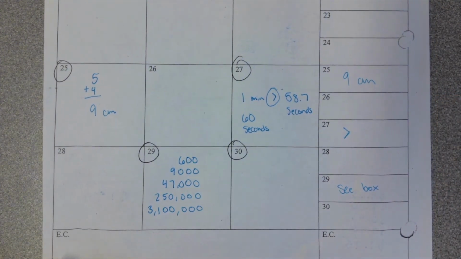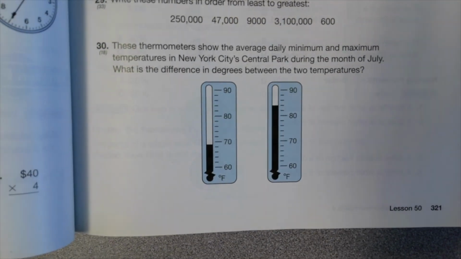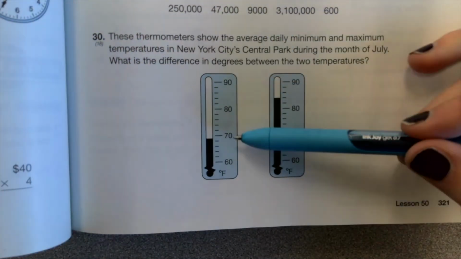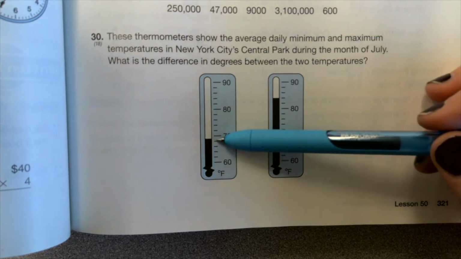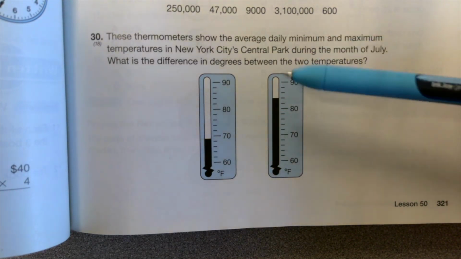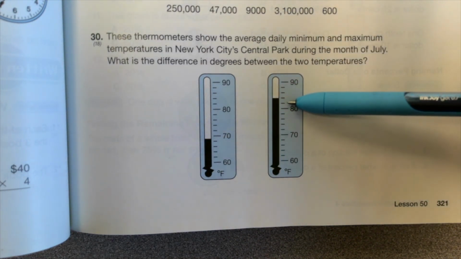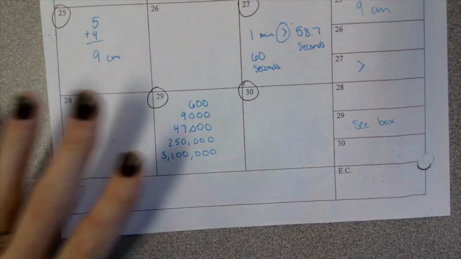And then number 30, these temperatures show the daily minimum and maximum temperatures in New York City Central Park during the month of July. What's the difference between those two temperatures? Remember, our thermometers almost always count by 2. So here we have 72, less than 70 would be 68, but notice this one kind of looks like it's between 68 and 70, so that one has to be 69. And this one counted by 2, 80, 82, 84. So we can do 84 minus 69 degrees to get that one.